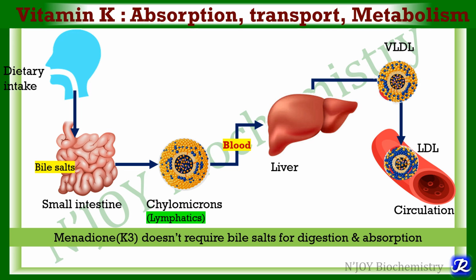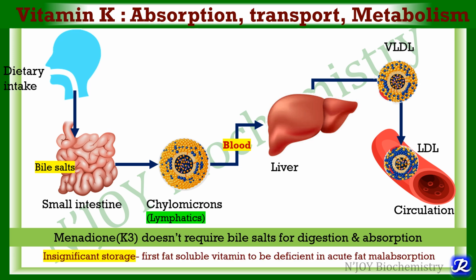Vitamin K3, that is menadione, does not require bile salts for digestion and absorption. It is water soluble. It is directly absorbed into the portal vein. And this vitamin K has an insignificant storage. It is not stored in the body, and that's why it is the first fat soluble vitamin to be deficient if there is acute fat malabsorption.